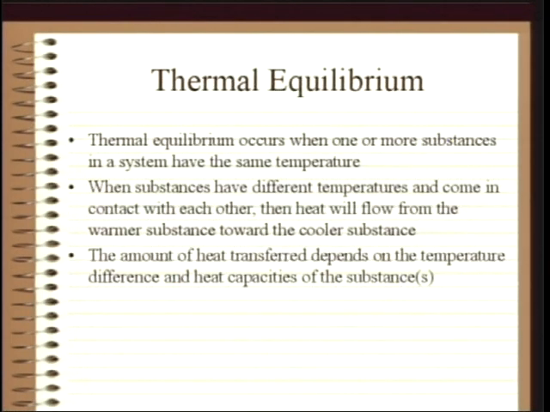Next, we're going to go over thermal equilibrium. Thermal equilibrium occurs when one or more substances in a system have the exact same temperature. They may have different temperatures, but once they're in contact with each other and the heat has transferred, then over time they'll have the same temperature. The amount of heat transferred depends on the temperature difference and the heat capacities of the substances.